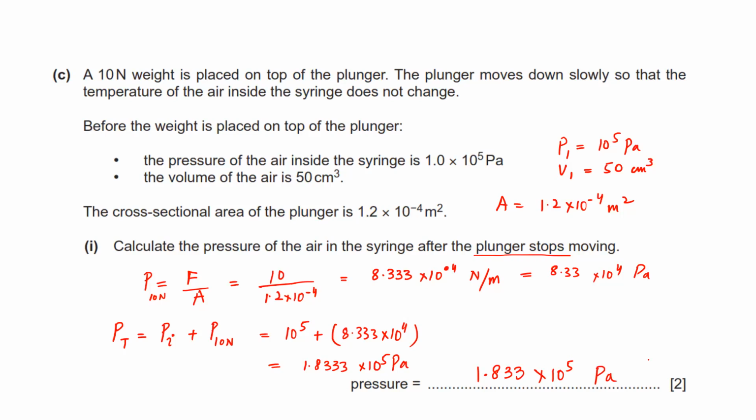Or you can also write 1.833, with the unit Newton per meter square, which is also equal to pascals. You can write either pascals or Newton per meter square, so it's up to you. Anyway, do not forget to write units. They are very important. You will lose some credit if you miss out on these.